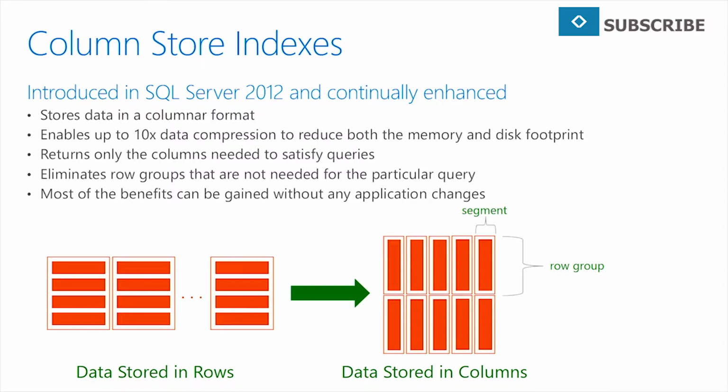Columnstore was introduced in SQL Server 2012. Over the releases since then, there have been continual enhancements to this technology. The columnstore index flips the data out of the traditional row-based storage into a columnar format. Columnstore indexes are incredibly powerful for decision support and analytics queries that need to scan and aggregate large amounts of data. The columnstore compresses the data, which reduces the memory and disk footprints. Data can be compressed up to 10x.